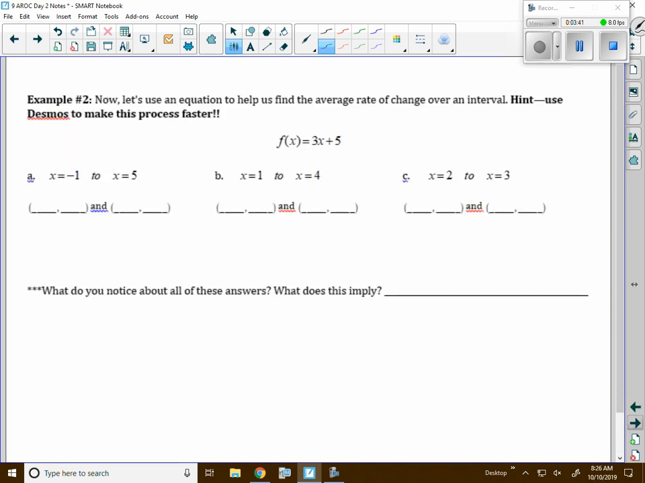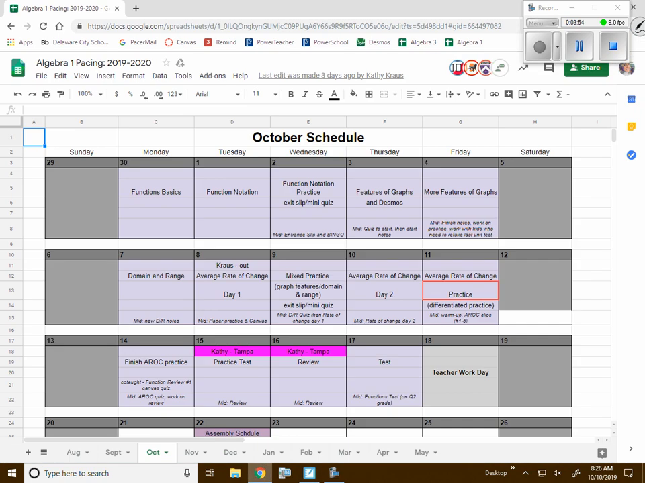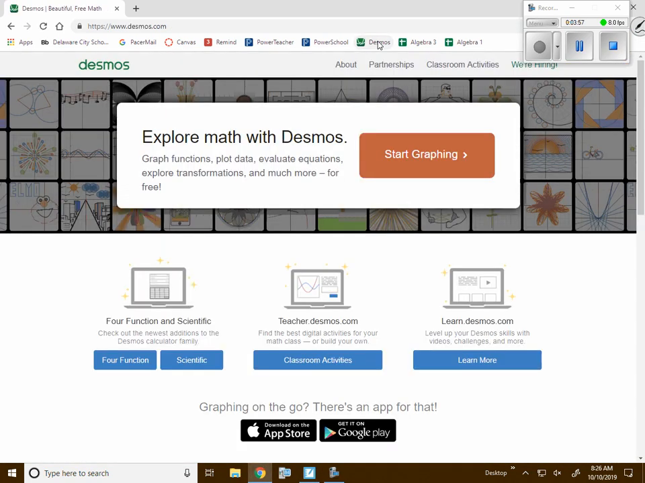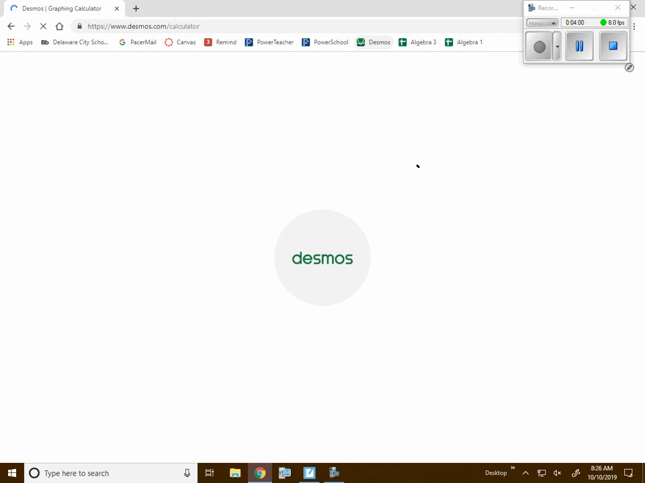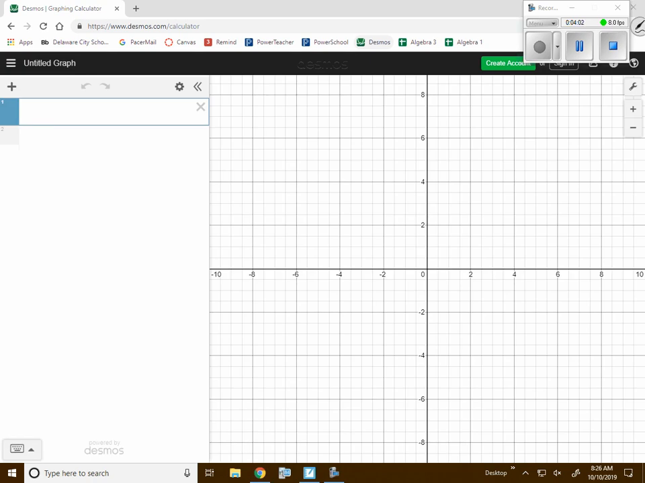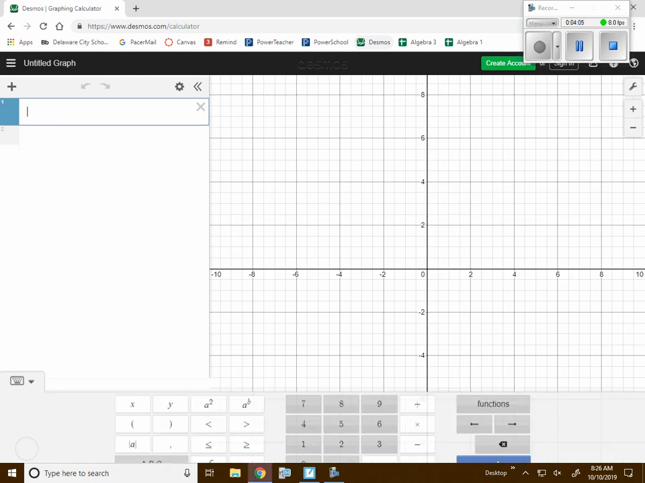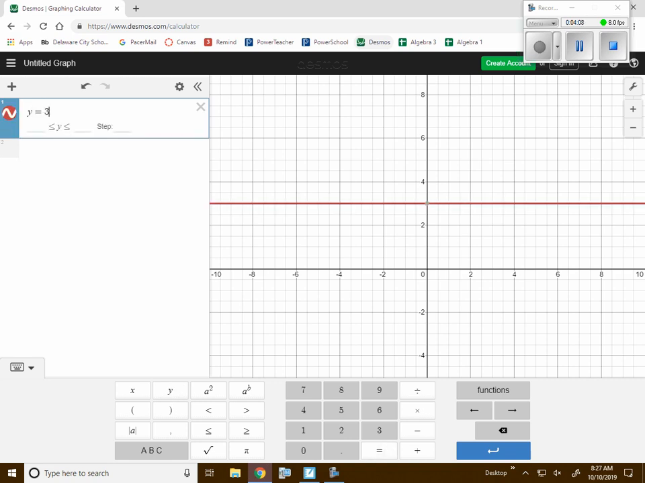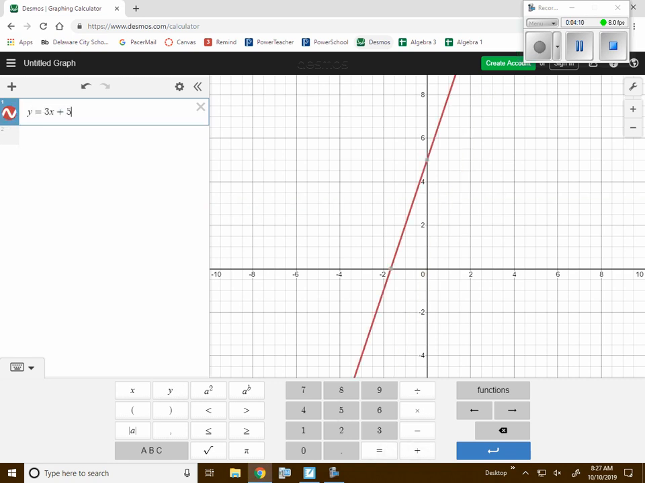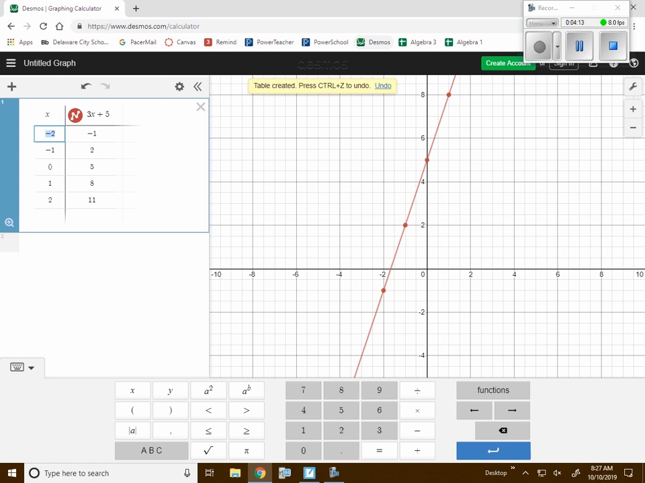Now, this is a little different. I'm going to give you the option of using Desmos to help you, because you can do that on a test, you can do that on your OST. So let me go ahead and pull up Desmos for us. What's my function there? Is it 3x plus 5? Yes. So if I put that in, y equals 3x plus 5, I'm going to get a table, and I can fill in the values that I need.